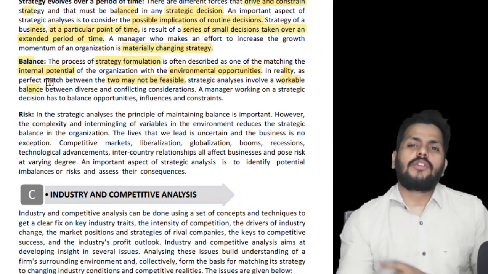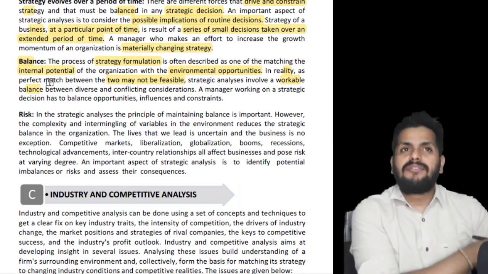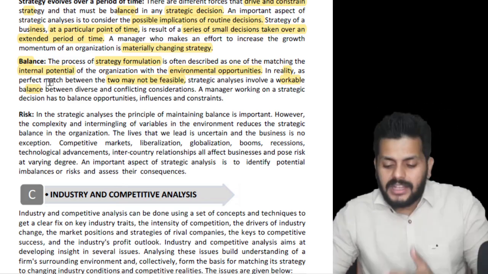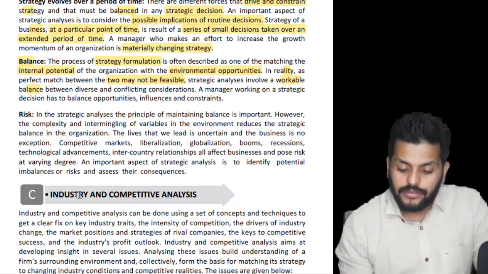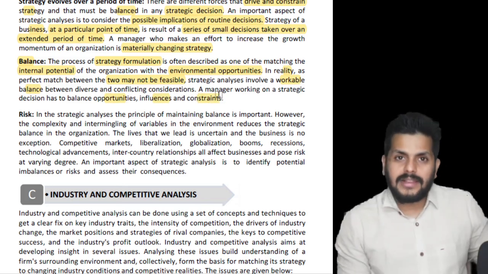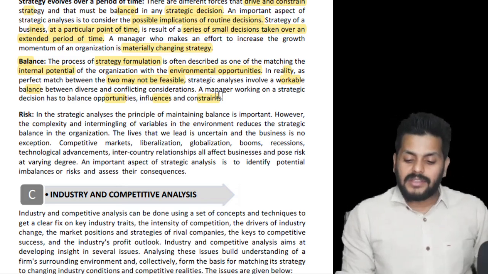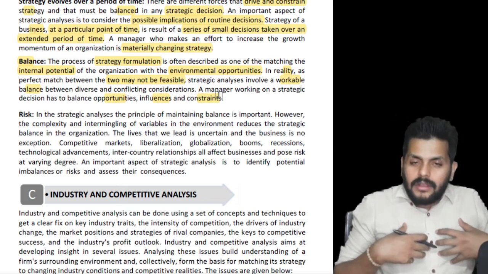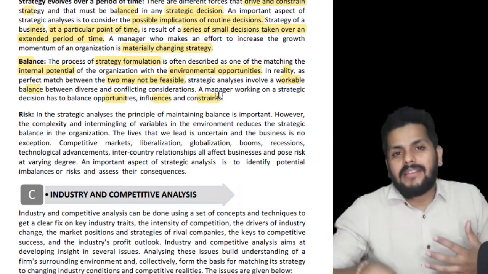See, market situation is always like an if-then. If this happens, then what? If that happens, then what? So, the if-then criteria is always there in the market. In that, is it possible for you to strike a balance? See that. A manager working on strategic decisions has to balance opportunities, influences, and constraints. Constraints, I told you, is like that feasible region that we spoke about, right? Within our boundaries. So if anybody asks you what you should balance, tell them you have to balance our strengths, the influences, the opportunities, and the constraints. You have to strike a balance between all this.